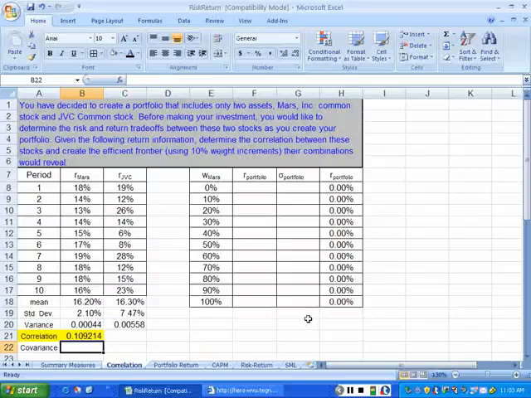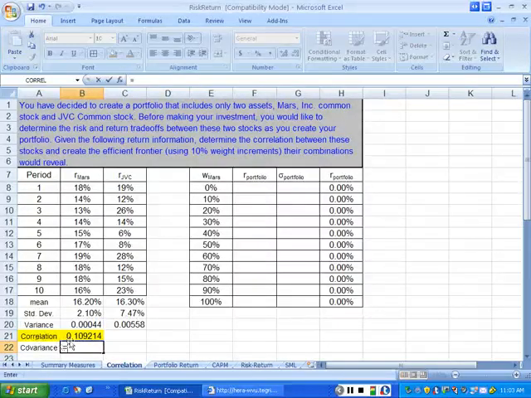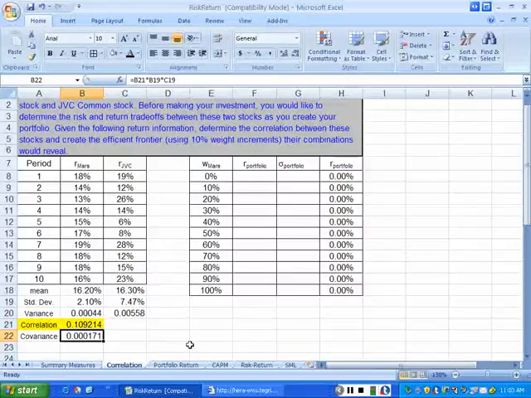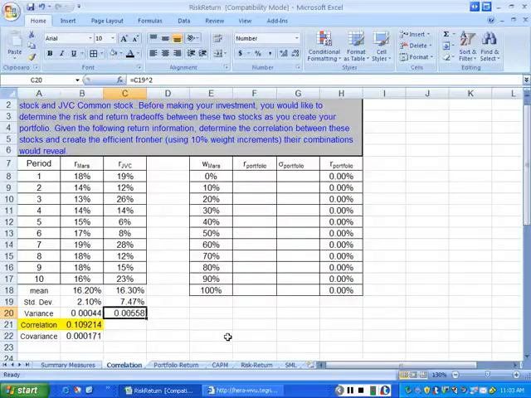So when we go ahead and look at that covariance, it's nothing more than the correlation coefficient times the standard deviation of one times the standard deviation of the other. And you get a covariance term in here that is fairly small relative to each of these variance figures. And that's where we're going to benefit from diversification.